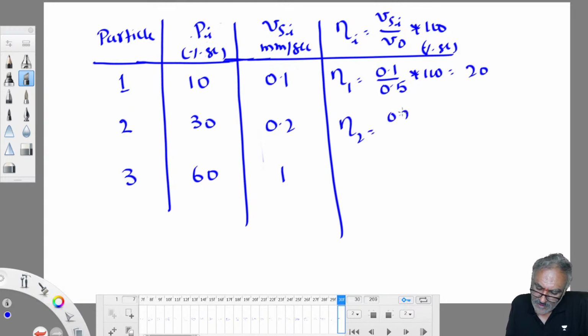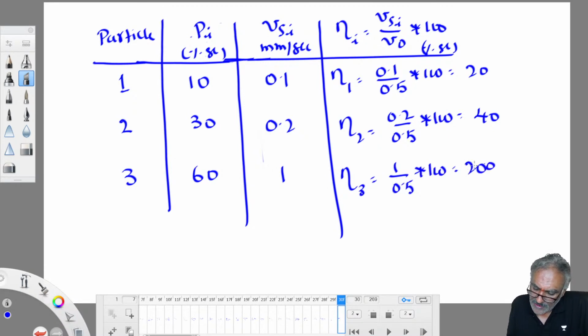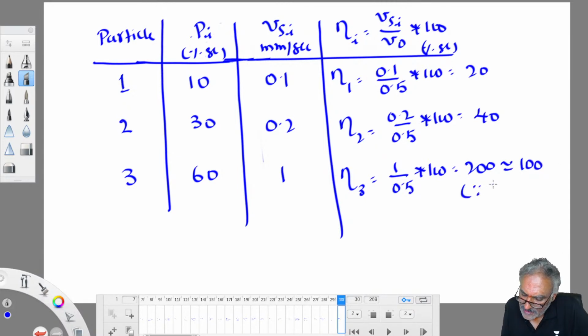Particle 2: 0.2 by 0.5 into 100, so they are removed 40%. Particle 3: 1 by 0.5 into 100, so we are getting 200%. Practically only 100% is possible. Whenever you get more than 100, since efficiency is greater than 100, it is equated to 100% only. So it is 100% removed, the third particle.